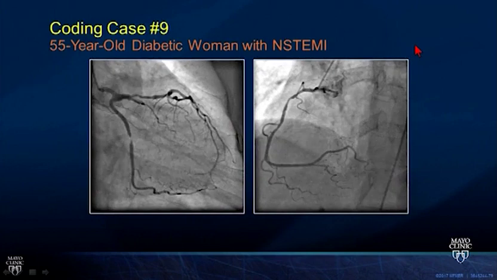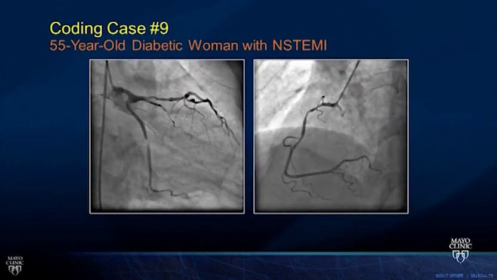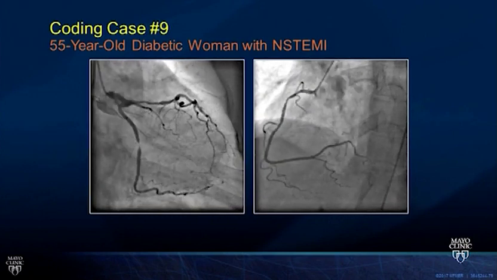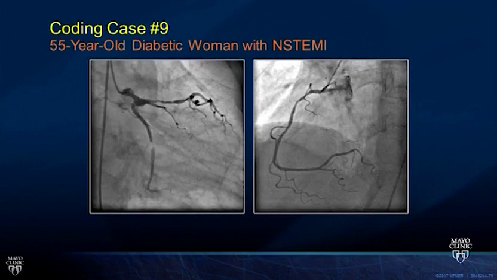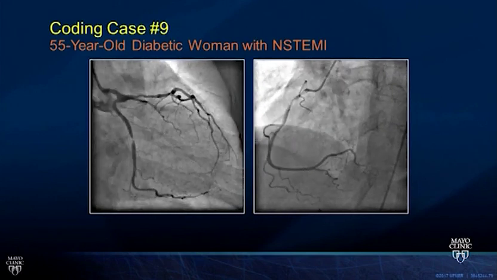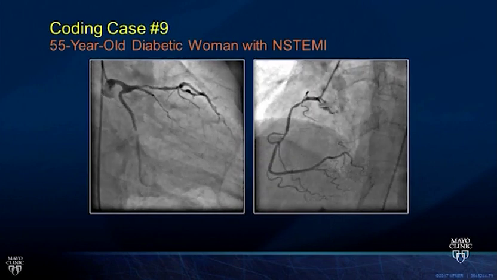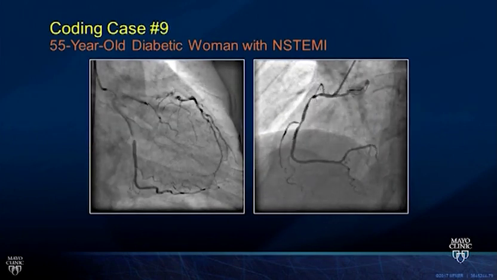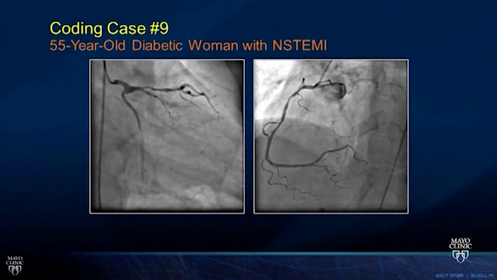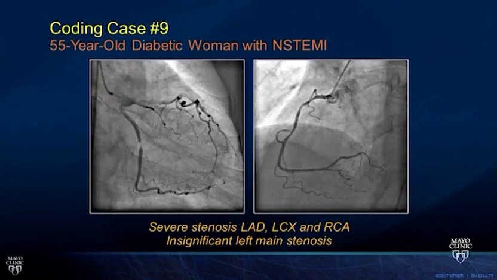Here's a 55-year-old diabetic woman who presents with an NSTEMI. Okay. All right, so this is two views of two different arteries in this same patient, so there's a lot here. You have a caudal view on the left of the left coronary and the right coronary. So this patient has three vessel disease.